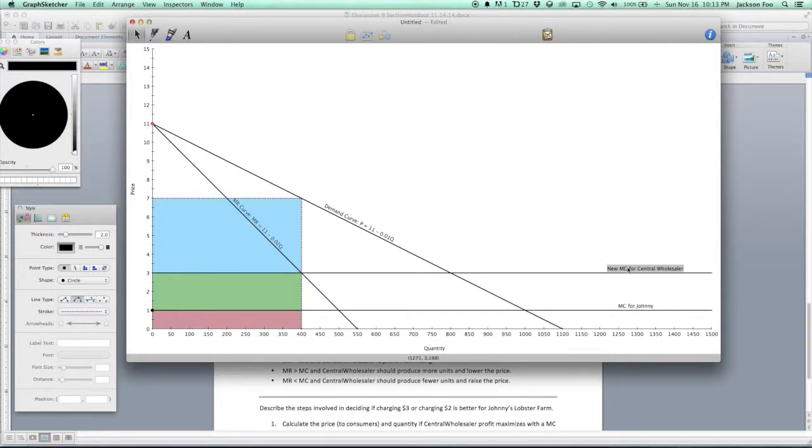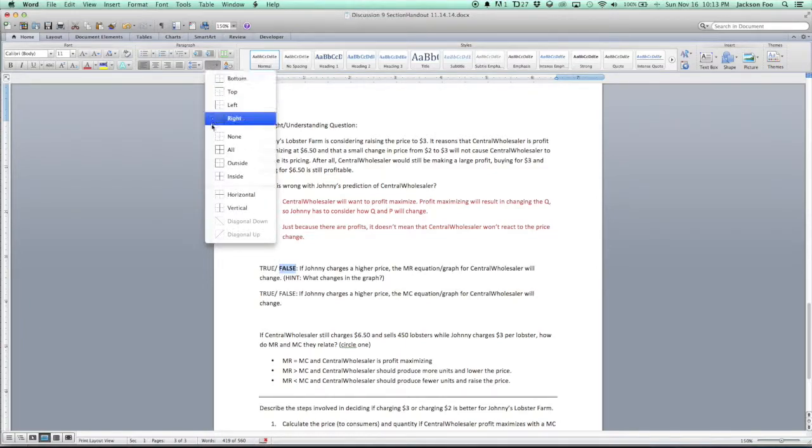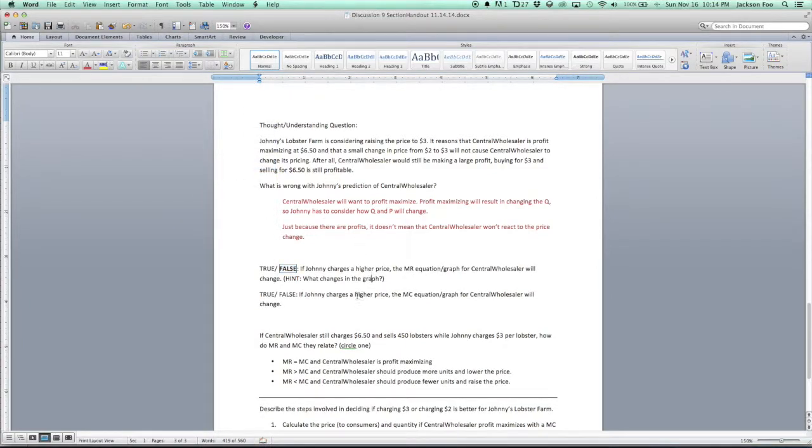Let's go back to here. So remember when I went back and did it for the new MC for central wholesaler, what did I change on this graph? Literally the only thing that I moved that was in a solid line was the new MC for central wholesaler. I moved it up from 2 to 3, if you remember. I did not move the demand curve because it has never changed, and because the demand curve has never changed, I had never changed the MR curve. So the MR curve is still derived the same way from the demand curve. In this case, the MR equation and graph does not change. So bold in a box like before.